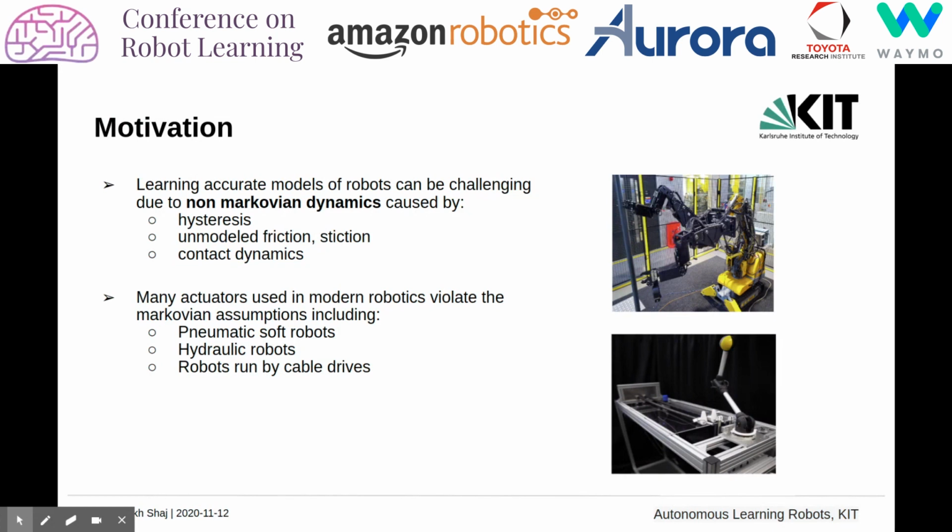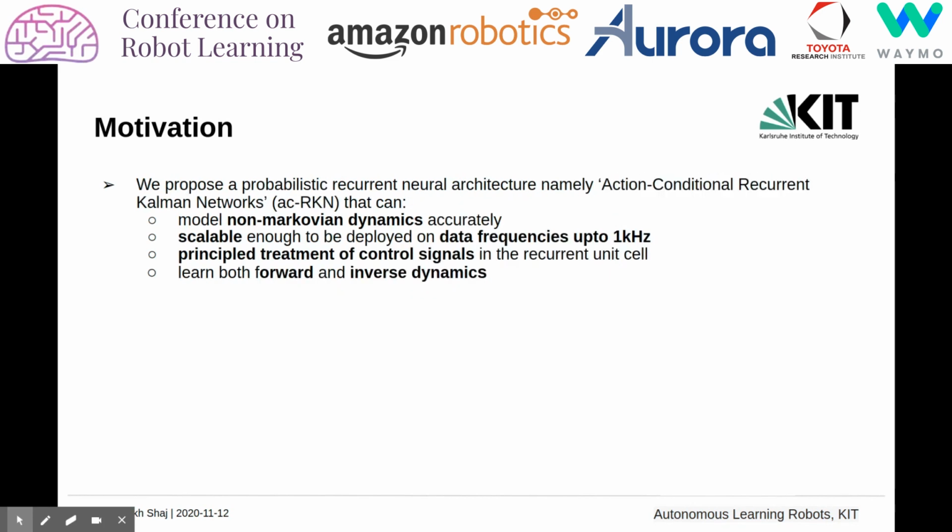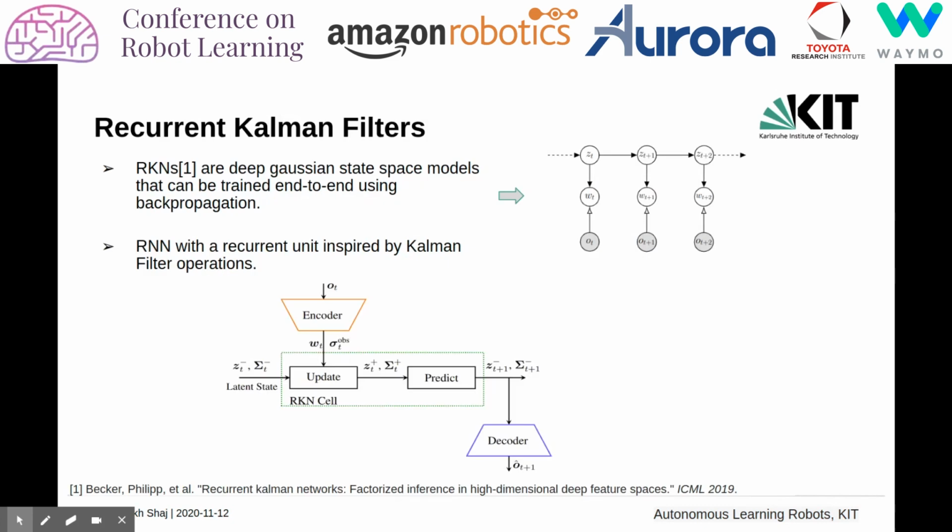Many actuators used in modern robotics violate the Markovian assumptions, including pneumatic soft robots, hydraulic robots, and robots run by cable drives. We thus propose a probabilistic recurrent neural network architecture, namely Action-Conditional Recurrent Kalman Network, dubbed ACRKN, that can model non-Markovian dynamics accurately, is scalable enough to be deployed on data frequencies up to 1 kHz, allows principled treatment of control signals in the recurrent unit cells, and can learn both forward and inverse dynamics models.